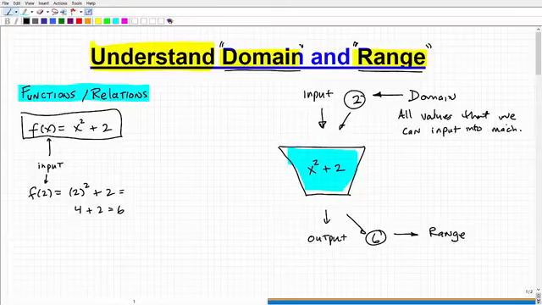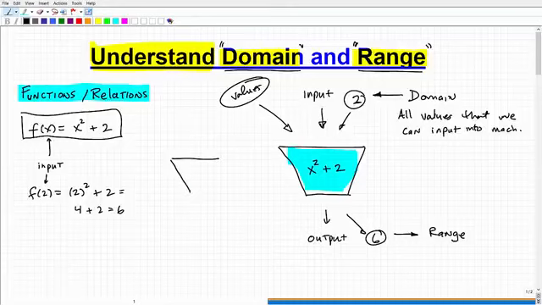You're like, well, what does that mean? Well, there could be values that we don't want to stick into our machine. It will kind of break the machine. You're probably thinking to yourself, well, what am I talking about? In this particular example, it's hard to see, so I'm going to give you another function machine example. Let's say I have this function machine, the square root of x. That would be this function, f of x is equal to the square root of x.